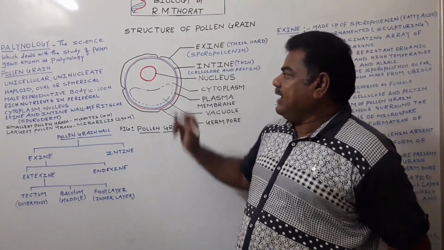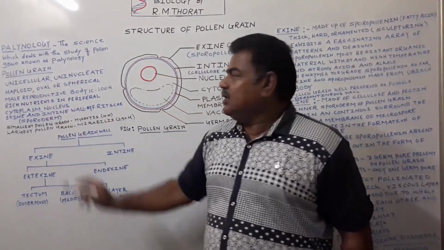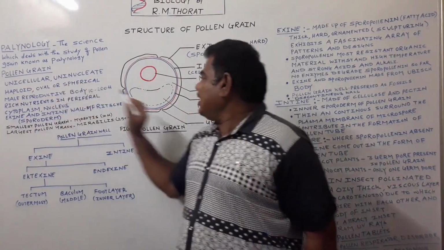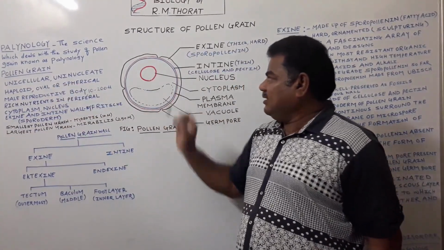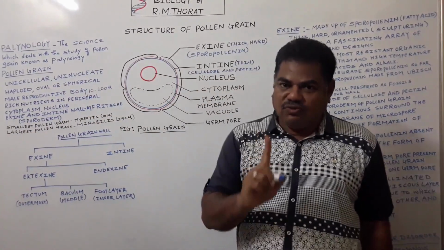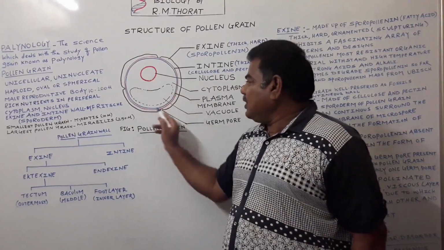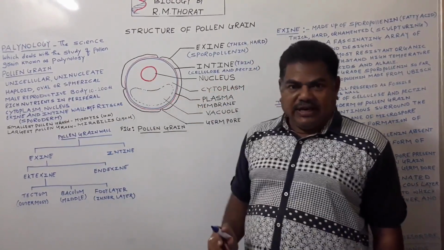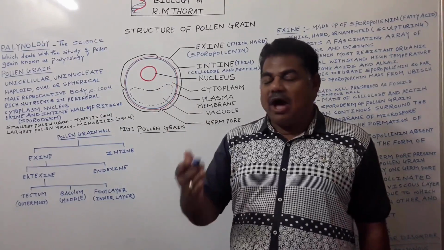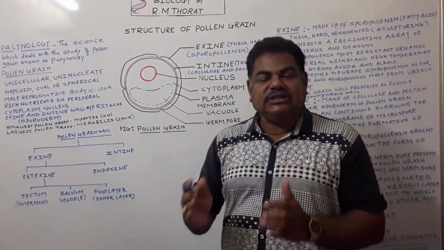Now this pollen grain is unicellular. Uni means one, and cellular means it is made up of one cell. It is uninucleate. Nucleate means a nucleus. In this pollen grain, one nucleus is present, which is haploid in nature, consisting of half the chromosomes because it is formed by the process of meiosis cell division.